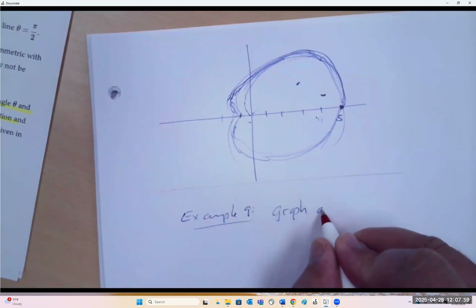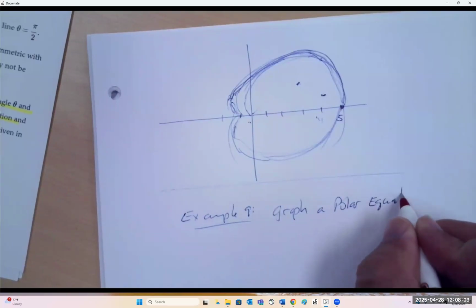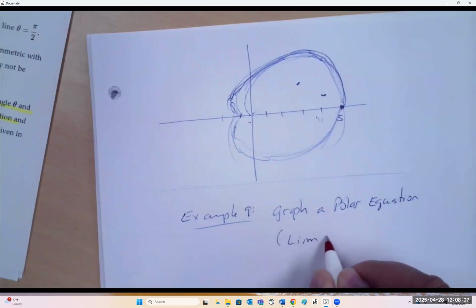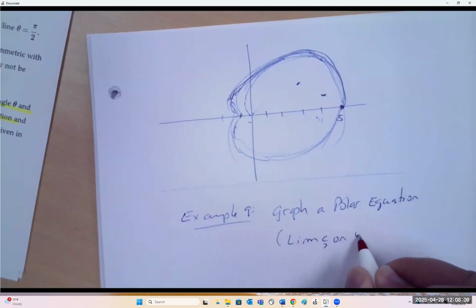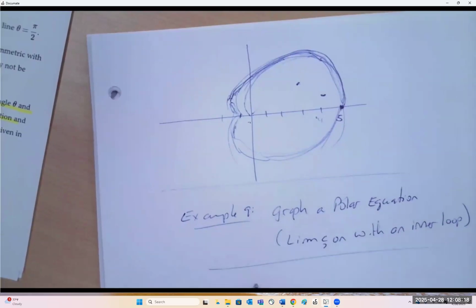Graph a polar equation in the form of a limaçon with an inner loop. r equals 1 plus 2 cosine theta.